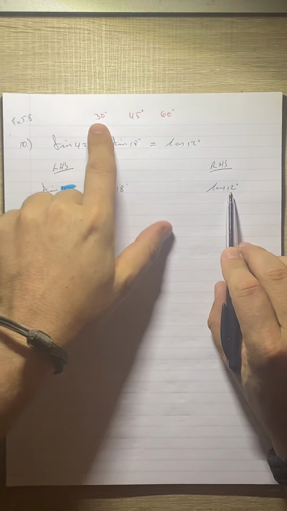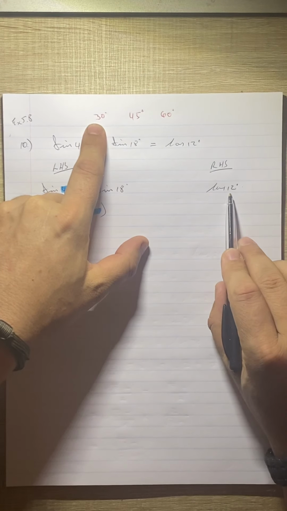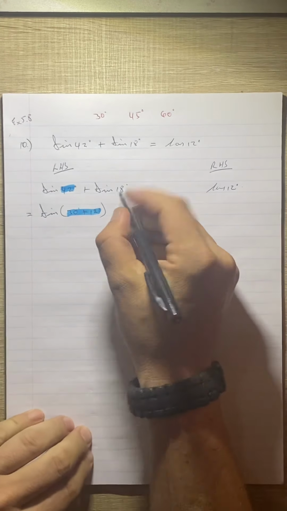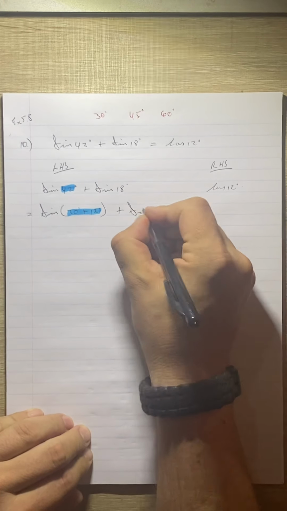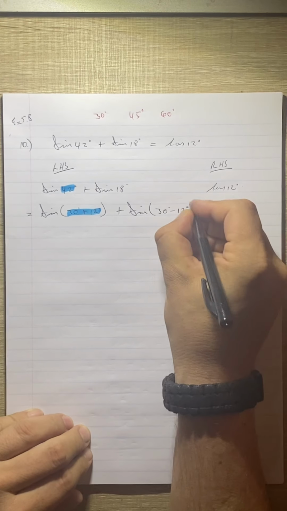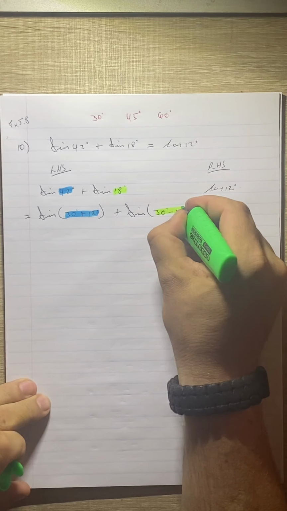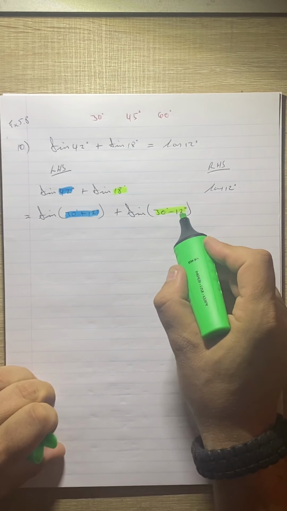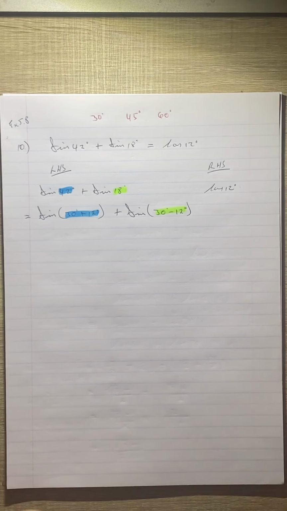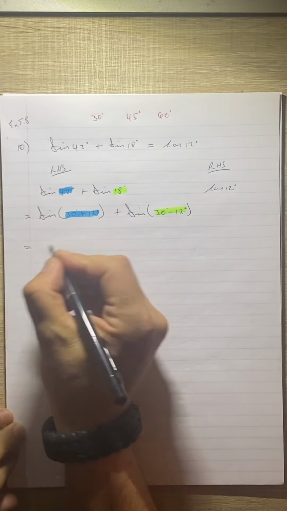Then, again, 12 with a combination of which one of these will give us 18? Well, 30 minus 12 will give us 18. So I'm going to change the sine 18 to sine 30 minus 12. And that 18 degrees became that. And I've introduced a special angle, and I've introduced that angle 12. So what we can do now is use our compound angle formulas to expand these two, which will be given on your formula sheet.